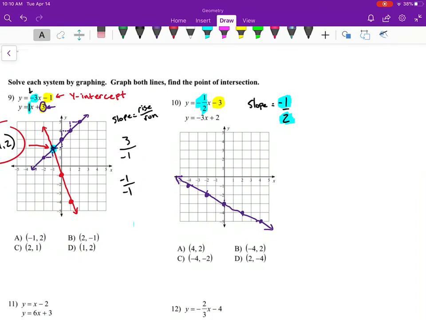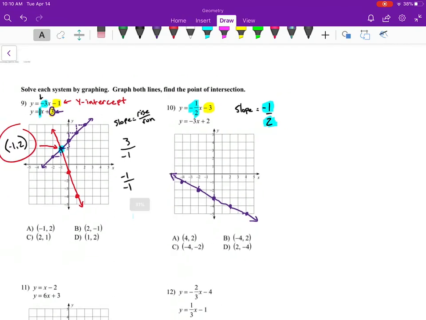Okay, so that right there pretty much arms you to do all of these, right? Start with your y-intercept, use your slope to get the other points, okay? Graph both lines and figure out where they cross, and you should be able to answer all those.